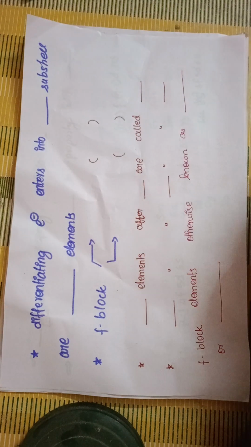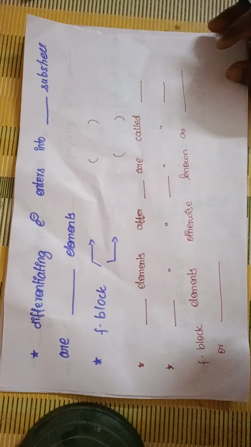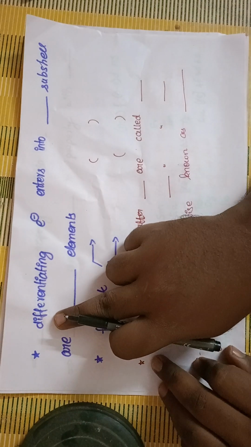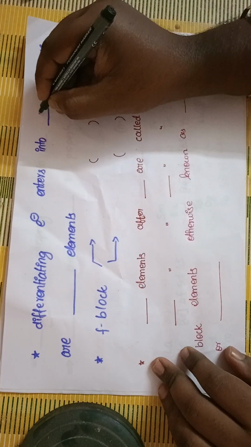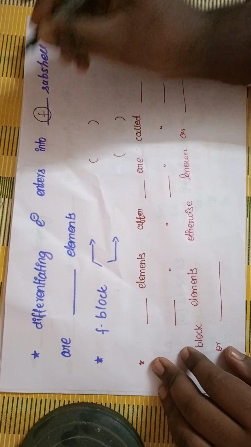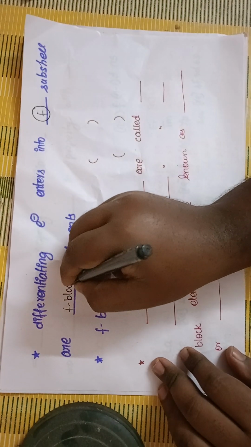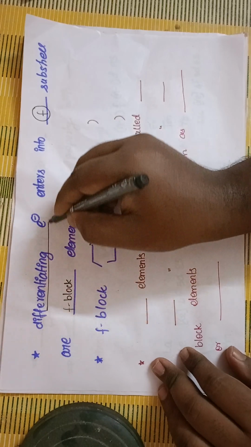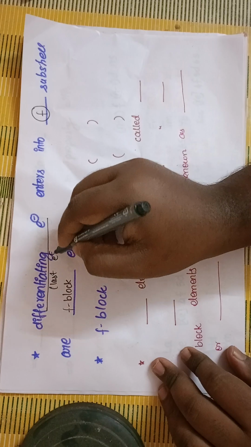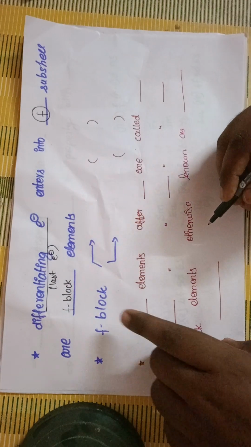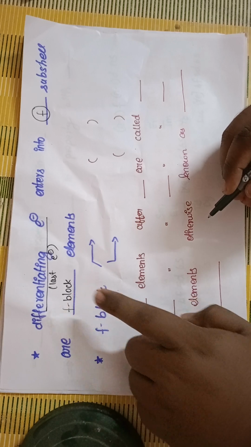In this discussion, we are going to discuss f-block elements. If the differentiating electron enters into the f subshell, those elements will be called f-block elements. We already know which electrons are called differentiating electrons. The last electron is otherwise known as the differentiating electron. If that last electron enters into the f subshell, then the element will be present in the f block.